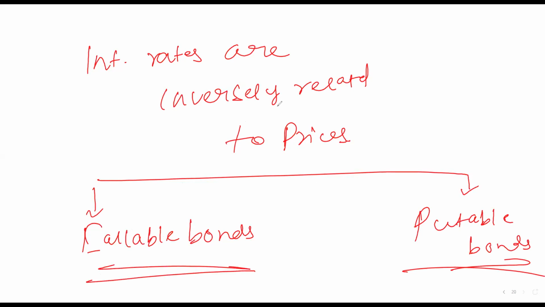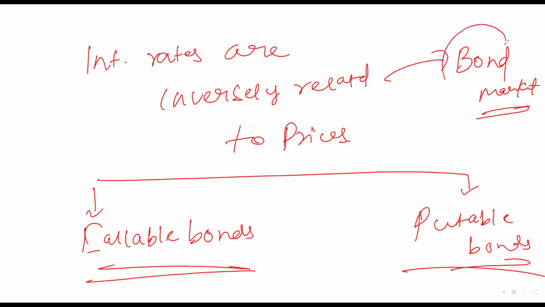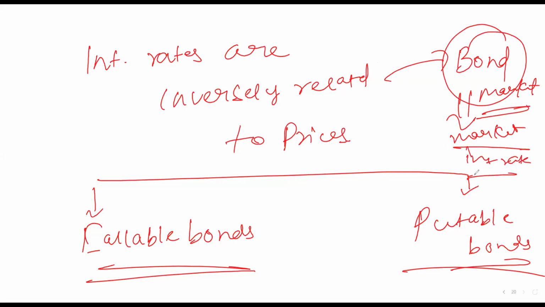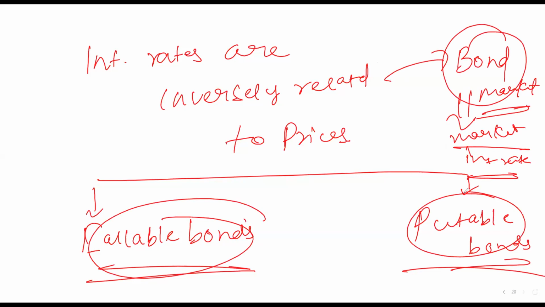Yes, the central bank interest rate affects the interest rate of the overall market. The central bank interest rate not only affects the interest rate on the money that it lends to banks, but also affects the interest rate of the overall bond market. Here we are talking about the market interest rate that is actually determined by the central bank. Okay, so based on that concept, we will be looking at callable bonds and puttable bonds.